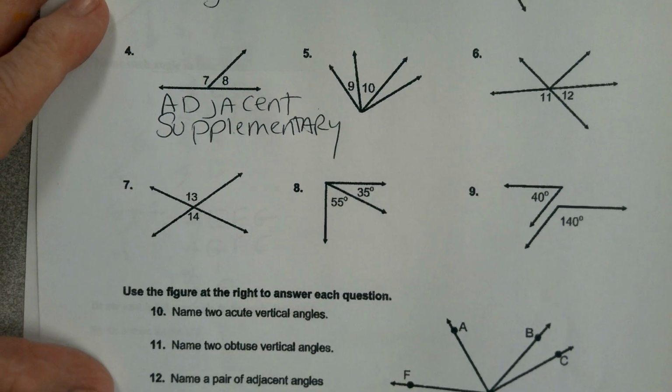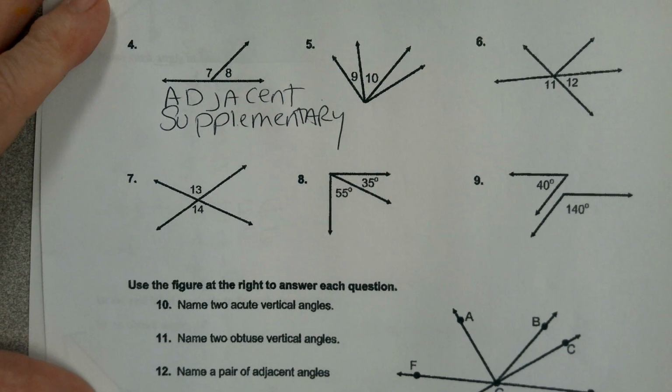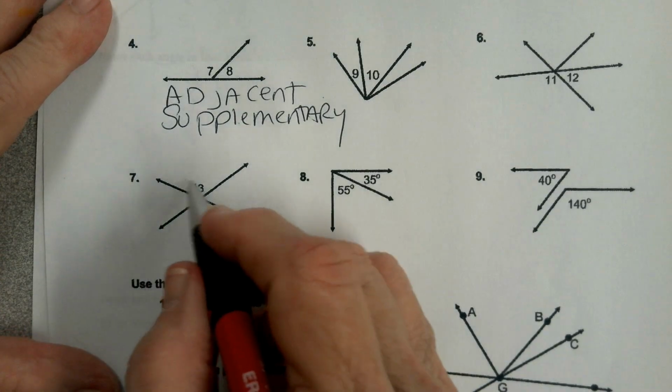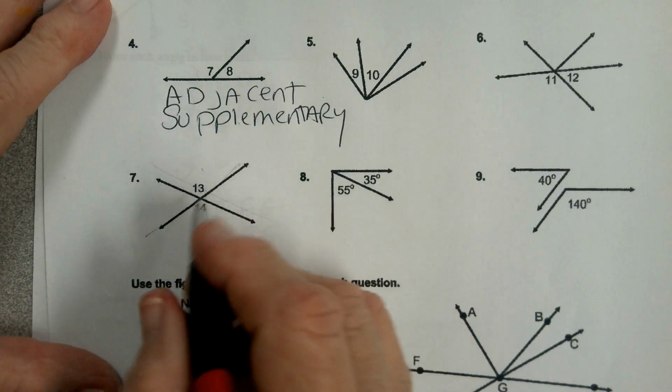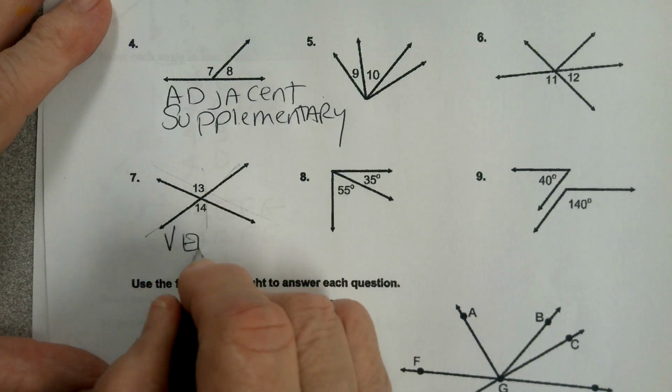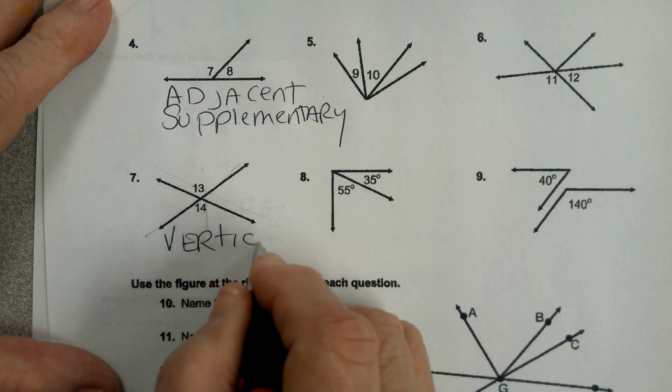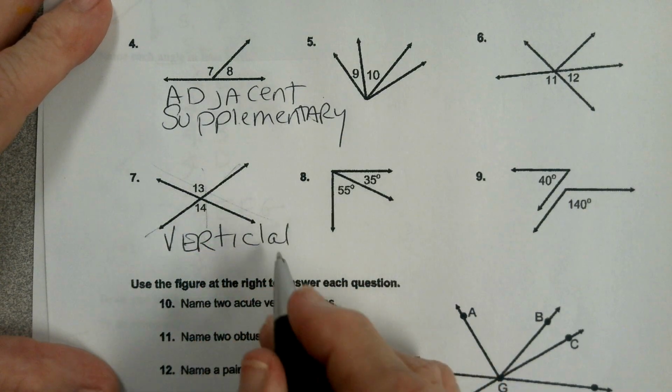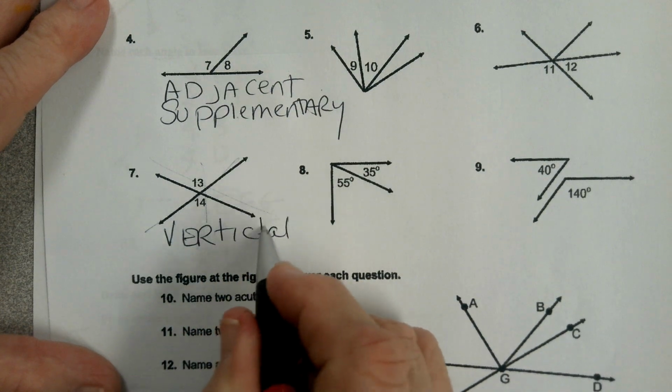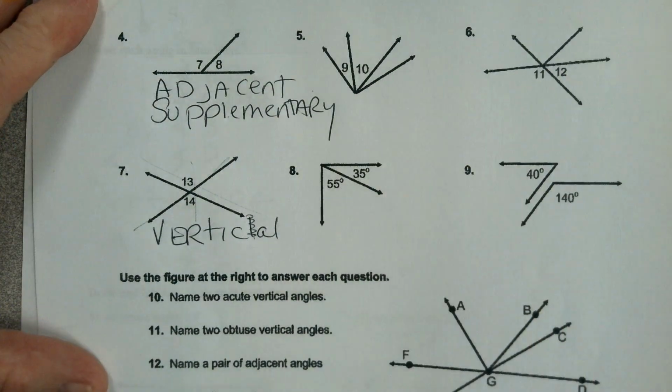What about the number 7? They're what? Vertical. They intersect each other across. They are vertical. And vertical angles are always congruent. I spelled that wrong. I put an L here. There should be. And you will do the rest of those.